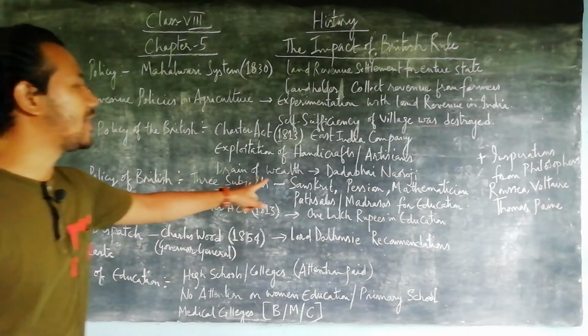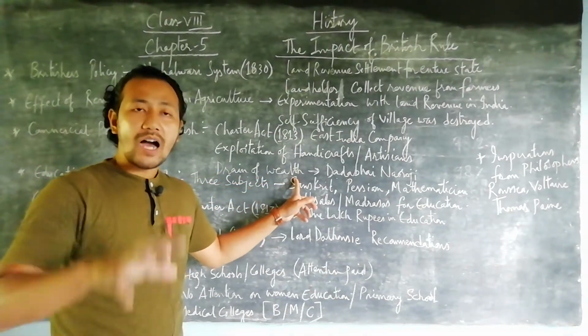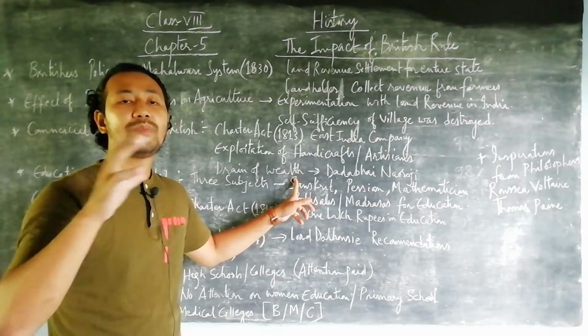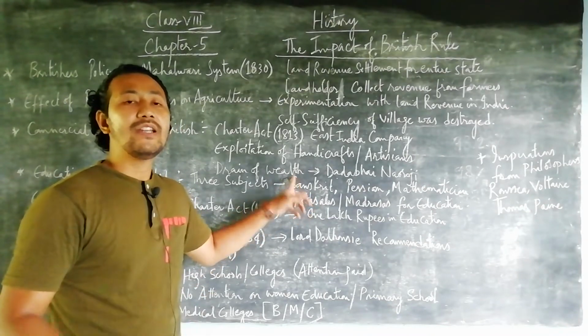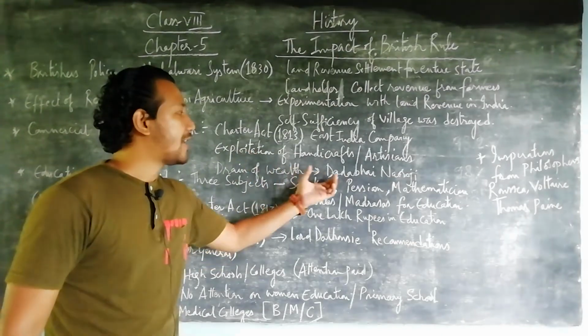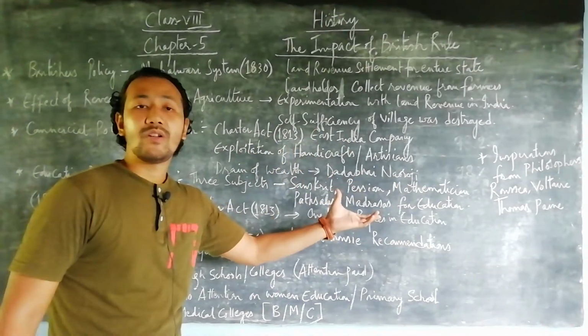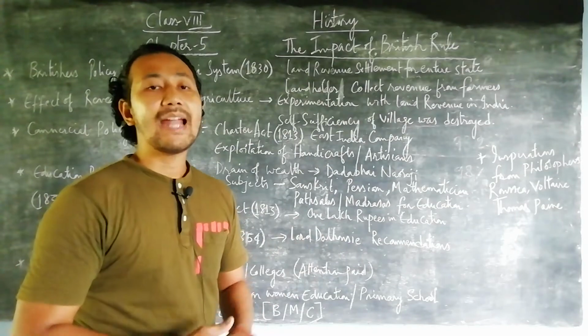Next we focus on the drain of wealth. Drain of wealth means how the wealth was being taken, extracted and drained to a foreign country, England, and it was said by Dadabhai Naoroji, who is also known as the Grand Old Man of India.